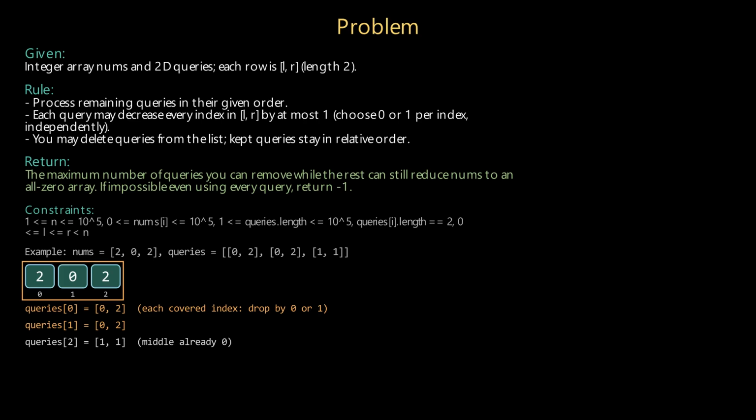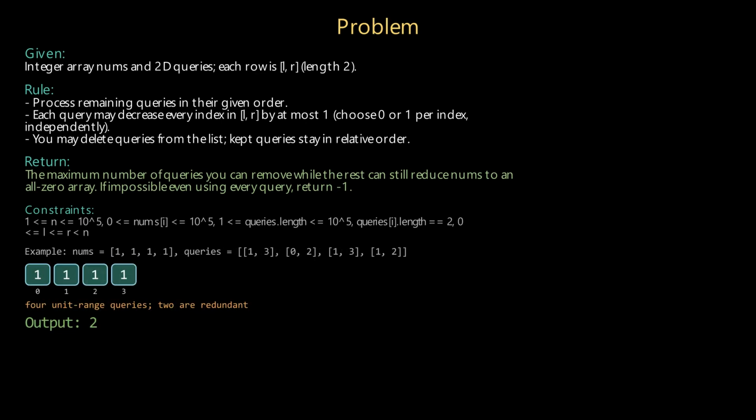First example, nums 2, 0, 2. 3 queries, 0 through 2 twice, then just index 1. Apply the first wide query, subtract 1 at index 0 and 1 at index 2, not at the middle. That yields 1, 0, 1. The second wide query does the same, reaching all zeros. The third query only touches the middle, which is already 0, so it is unused. You can remove that one query, 1 is the maximum you can delete, so the answer is 1.